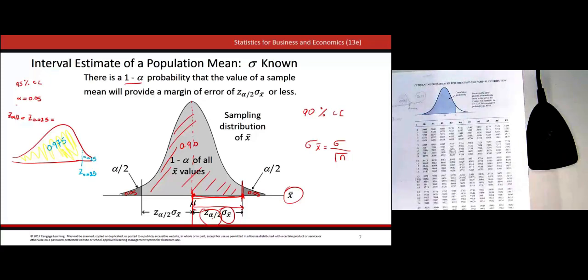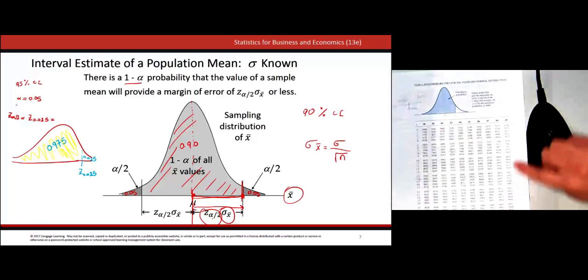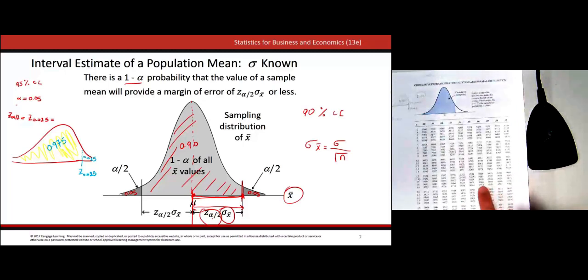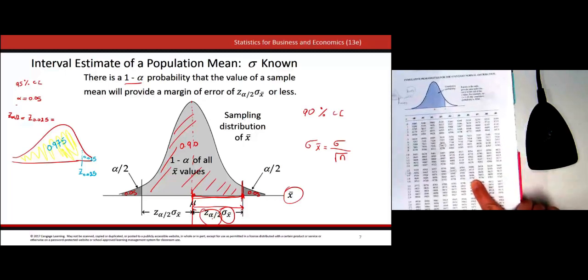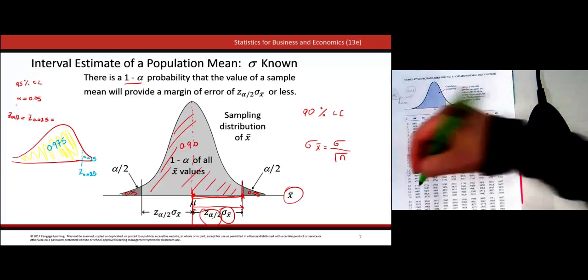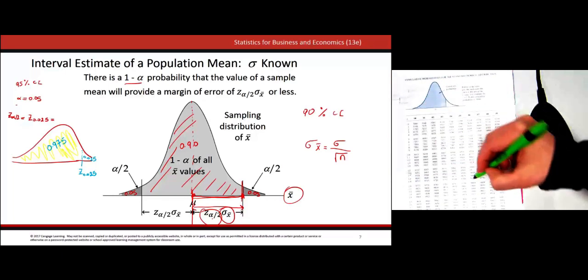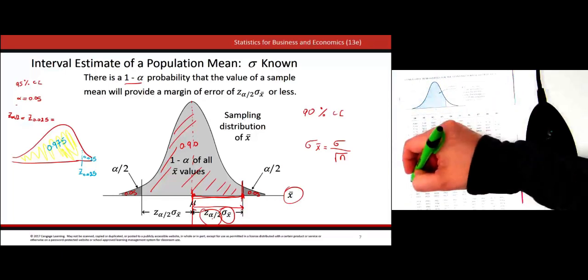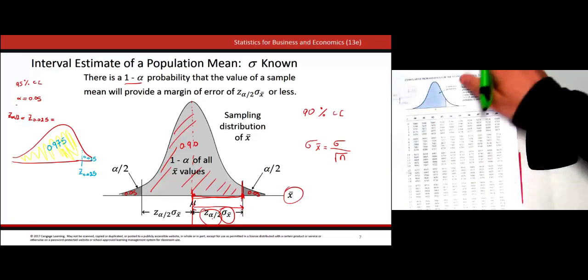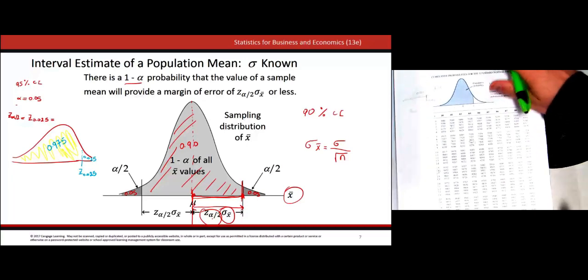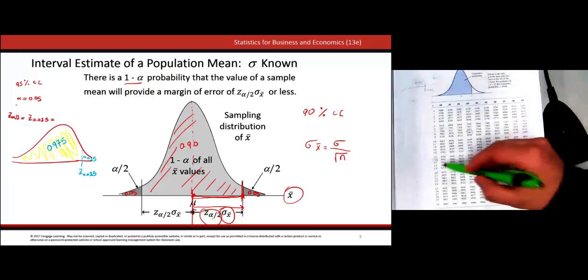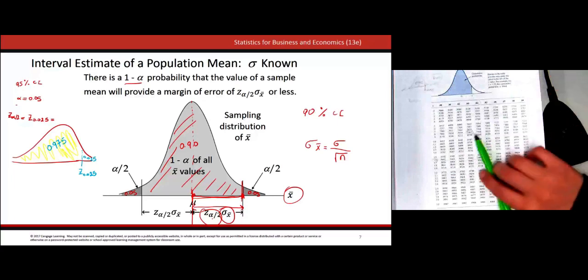We come to the chart. Now we know the area, we will find the z-score. Where is that 0.975? We find the area inside the table, which you see, 0.975. What is that? 1.96.